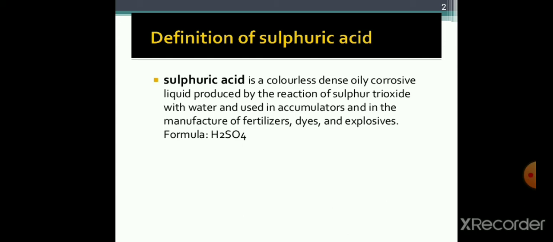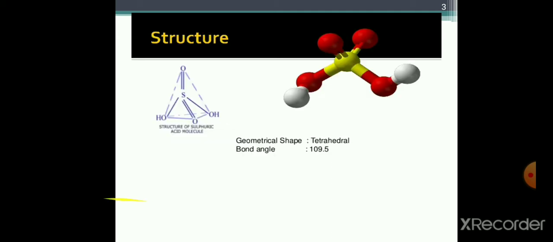This sulfuric acid is a colorless, oily, corrosive liquid which is produced by the reaction of sulfur trioxide with water, and it is used in accumulators, as well as in the manufacturing of fertilizers, dyes, explosives, etc. TNT, that is trinitrotoluene, as well as picric acid, that is 2,4,6-trinitrophenol, all these explosives require sulfuric acid for their preparation.